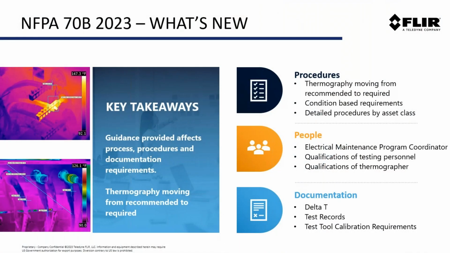Okay, so what's new? And really what I want to focus on here: what is the purpose of 70B? Taking it directly from the guidebook, the purpose of the standard is to provide for the practical safeguarding of persons, property, and processes from the risks associated with failure, breakdown, or malfunction, and a means to establish a condition of maintenance of electrical equipment and systems for safety and reliability.